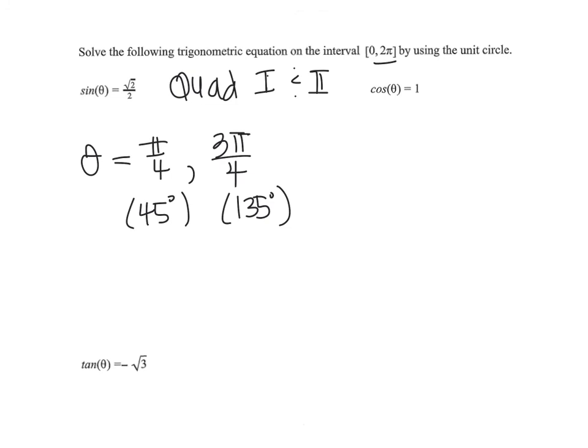So next we look at when cosine of theta equals 1. So remember, cosine is the x value, and the only time we get an x value of 1 is when we're actually at one of our axes, so on the x-axis or on the y-axis. So in this case, (1, 0) happens at 0, which is 0 degrees, and 2 pi, which is 360 degrees. Since this is the starting point for our unit circle, the first point is (1, 0), and that's when the x-coordinate is 1.